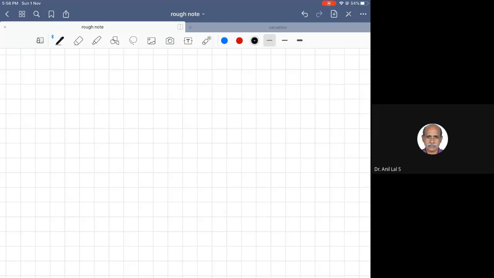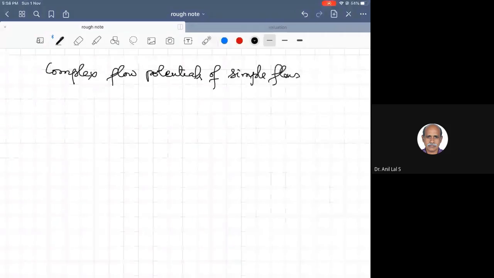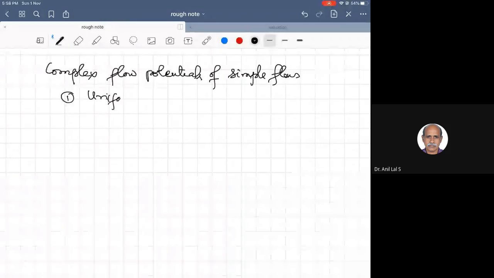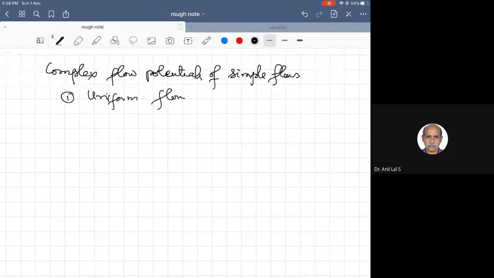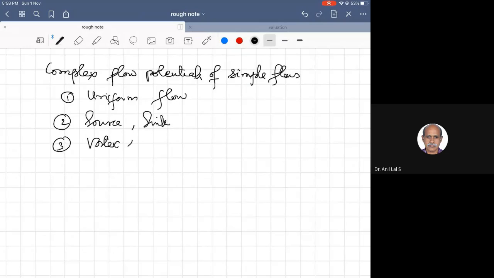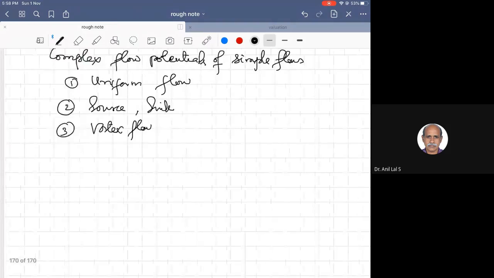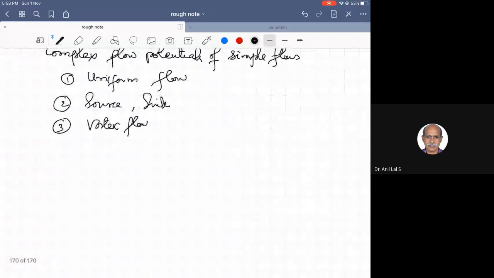So in this lecture, we will see the complex flow potentials of simple flows, such as uniform flow, source, sink, vortex flow. So, we will see these cases, how to derive the complex flow potentials of these simple flows.